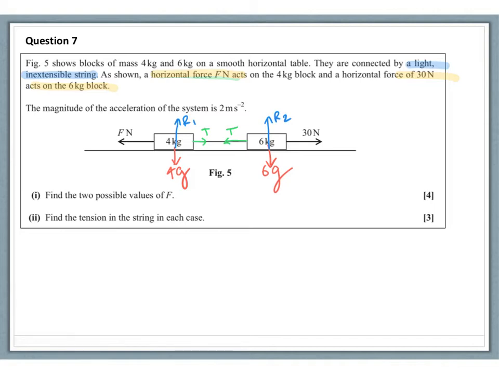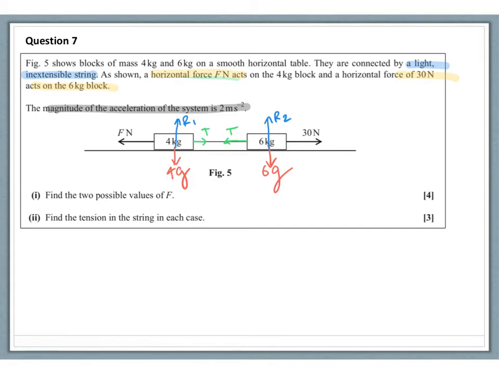Now, find the 2 possible values of F. So, we are told that the acceleration of the system is 2 meters per second squared. What we don't know is whether the system accelerates to the left or whether the system accelerates to the right, i.e., is F bigger than 30, so it can pull the whole system along to the left, or is 30 newtons bigger than F, in which case the system accelerates to the right. So that's where the 2 options come from.